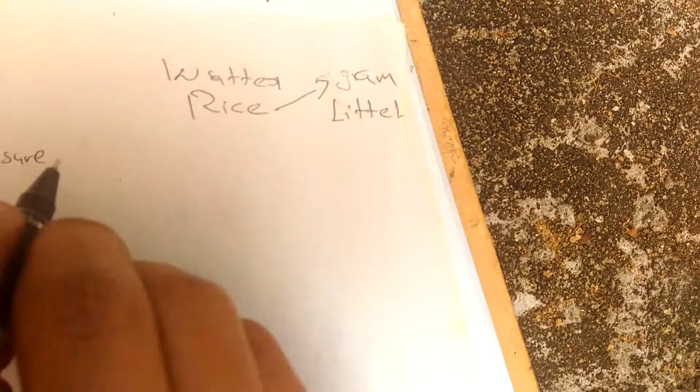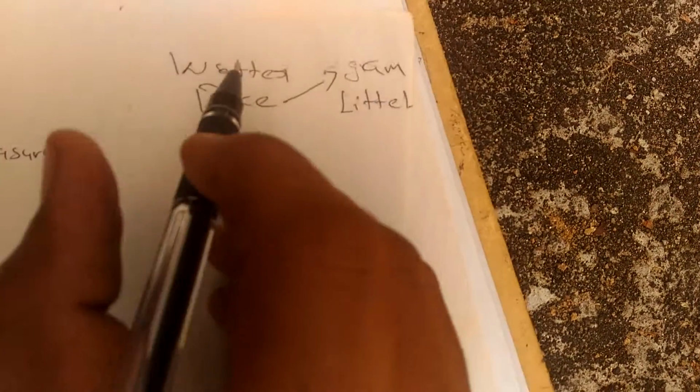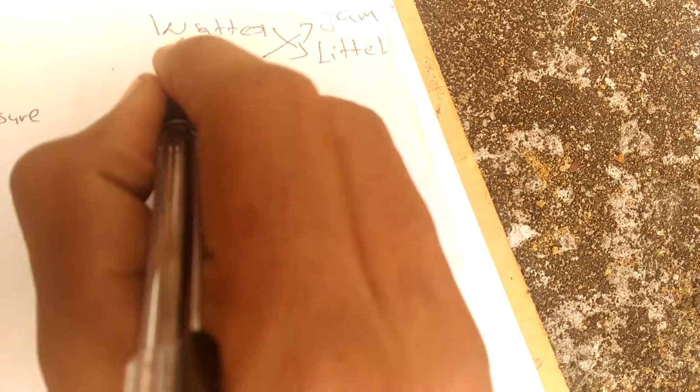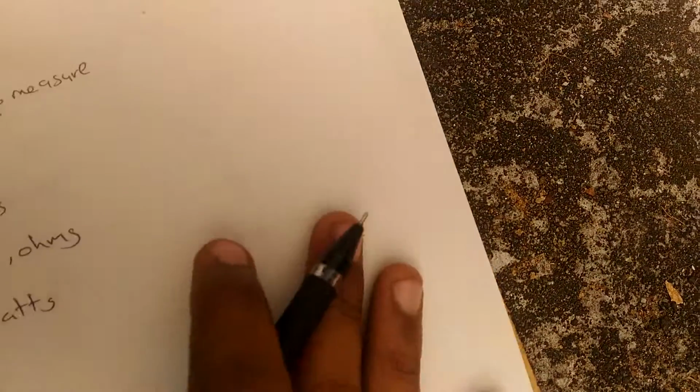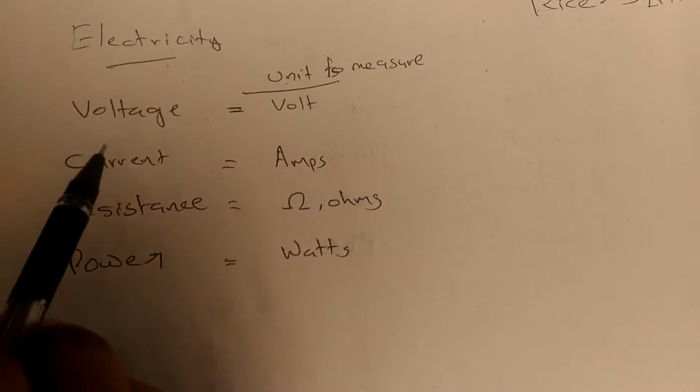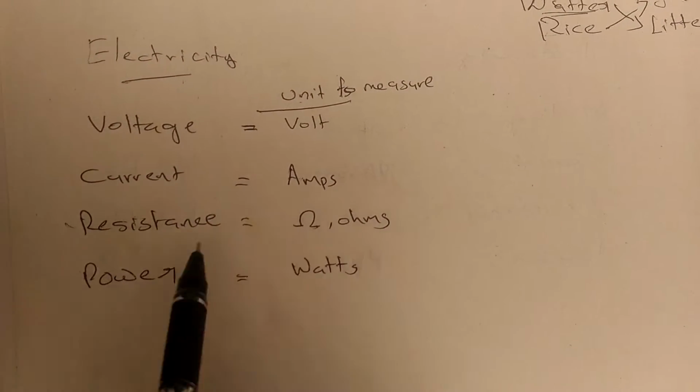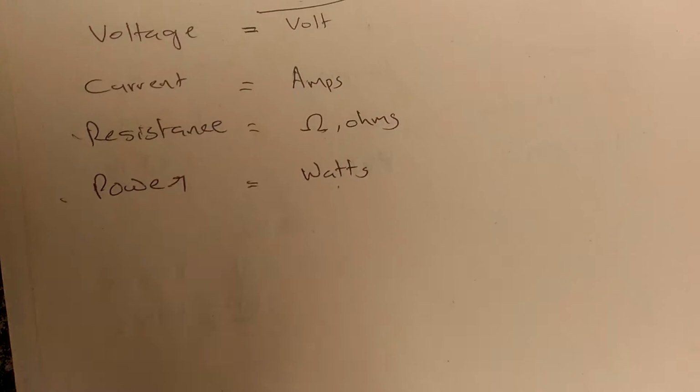We use kilogram and gram to measure rice, while we use liter to measure liquid materials like water, oils, etc. Thus, the unit to measure voltage is volt, current is ampere, resistance is ohms, and power is watts. Okay.